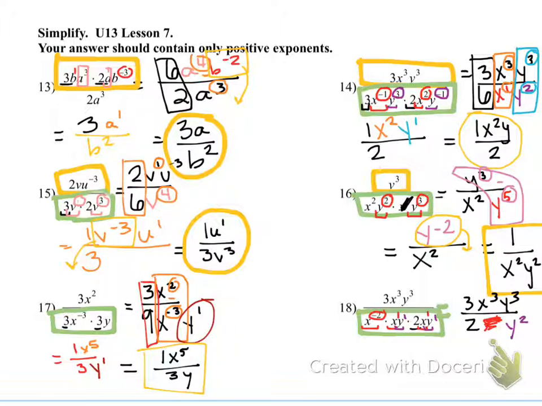So if we're looking at our numbers here, 3 divided by 2 doesn't simplify. So I'm going to keep 3 over 2. Okay, my x, there's nothing else to simplify with it, so keep it where it is. So I've got x cubed on top. And then lastly, I'm looking at my y's. So I've got y to the 3rd power on top, y squared on the bottom. So 3 minus 2 gives me y to the 1st power, or just y. So this is my final answer.